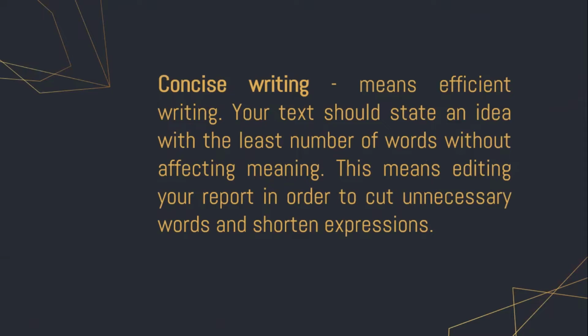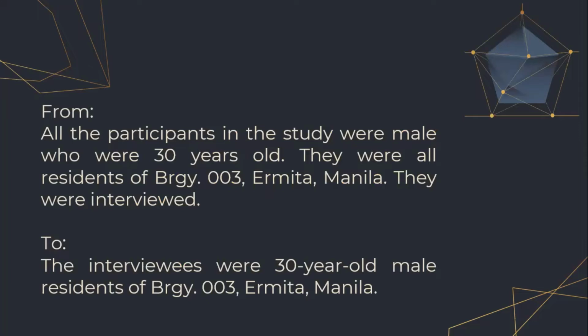This means that as much as possible, you need to be brief but complete in articulating the information you're going to present in the report. For example, one: All the participants in the study were male who were 30 years old. They were all residents of Barangay 003, Ermita, Manila. They were interviewed. Two: The interviewees were 30-year-old male residents of Barangay 003, Ermita, Manila. So as you can see in the example, from three sentences, you can actually state the information in just one sentence. Hence, you need to avoid being verbose or too wordy.